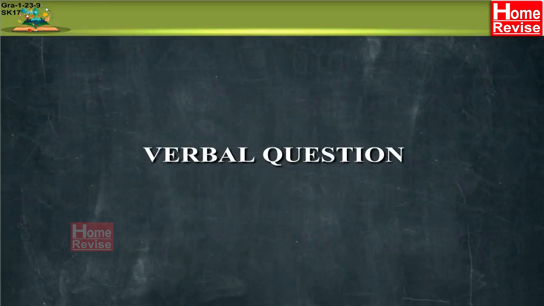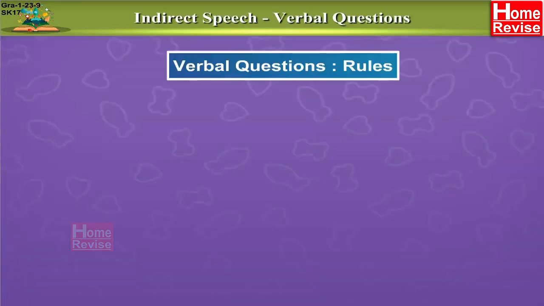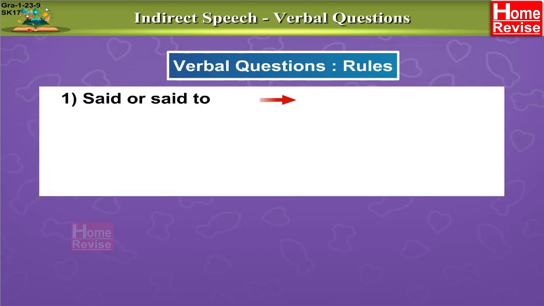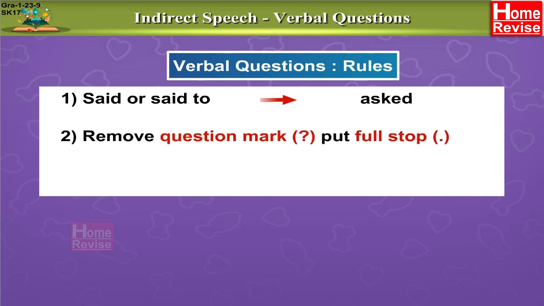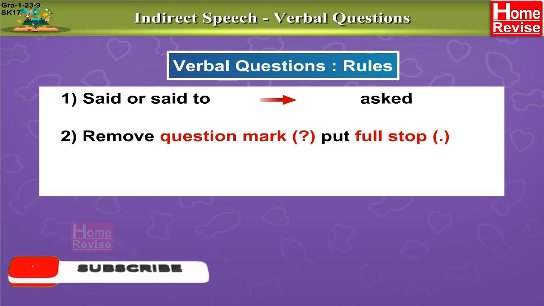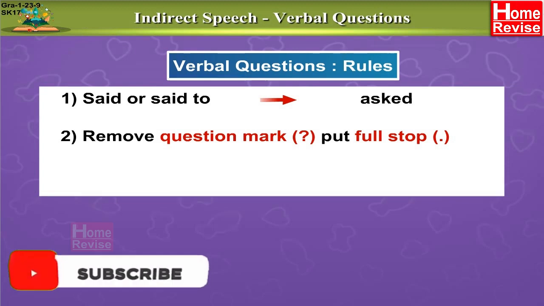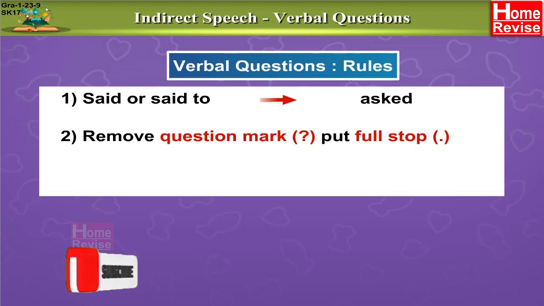Hey friends, let's understand the rules to change the verbal question into a reported speech. The first rule is the reporting verb said or said to is changed into asked. The second rule is remove question mark and put full stop because we cannot have an interrogative sentence in a reported speech. We have to change it into a statement.